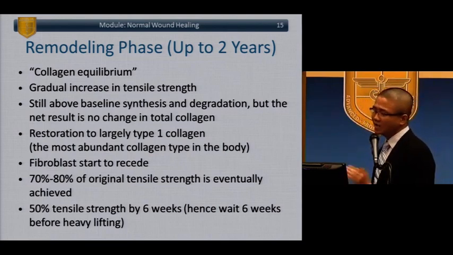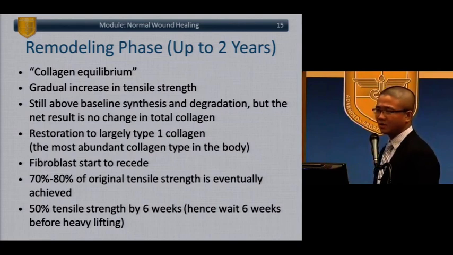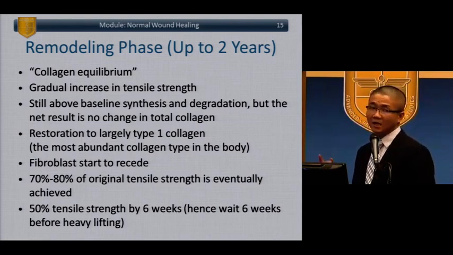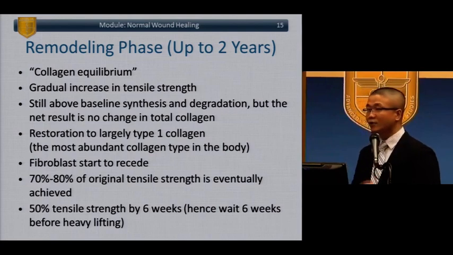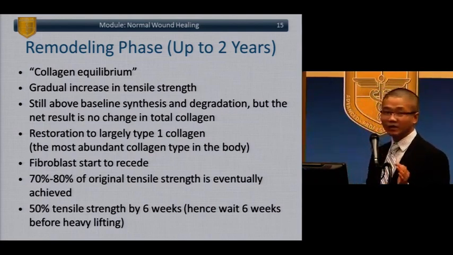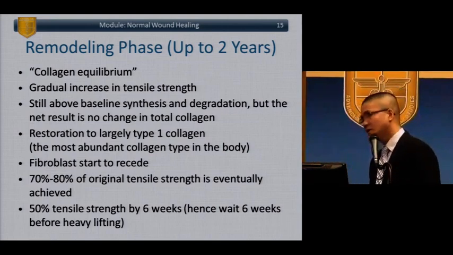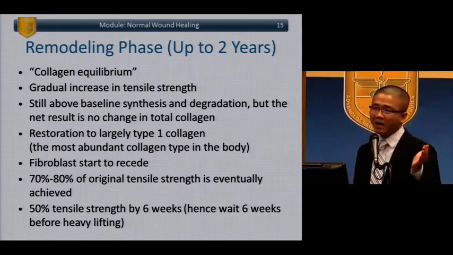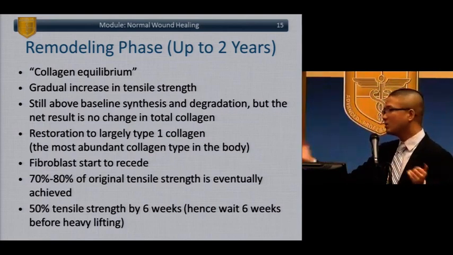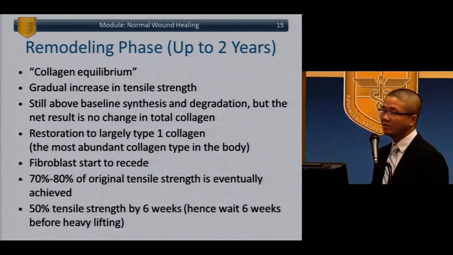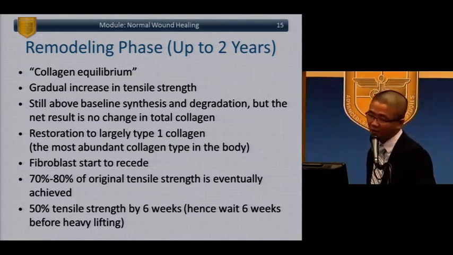So this process, though, takes up to 2 years, and of course, it also is dependent on a lot of other factors about wound healing, which we'll get to, right? The remodeling phase is known as a phase of collagen equilibrium, right? So the trick there is there's no total overall change. The amount of collagen doesn't change, but the type of the collagen changes. So it transitions from predominant type 3 to predominant type 1. And yet overall, you don't really notice much change. There's not a whole lot of increase in total volume of collagen.